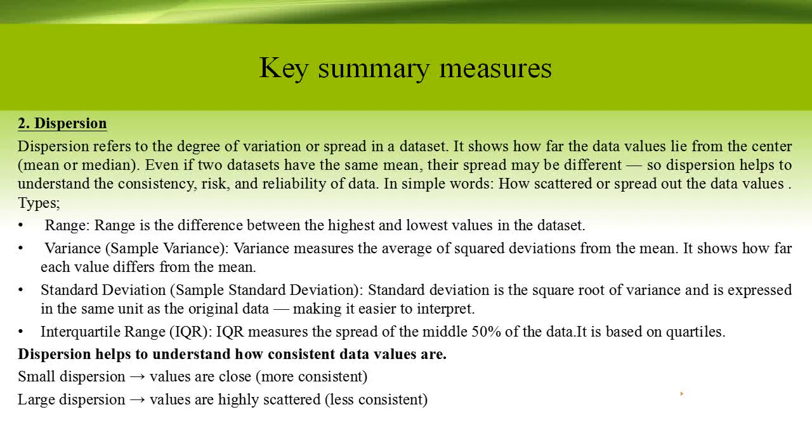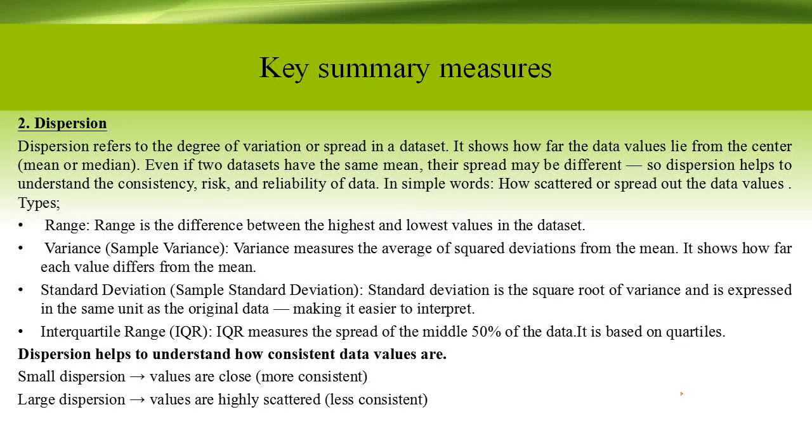2. Dispersion. It refers to the degree of variation or spread in a dataset. It shows how far the data values lie from the center, mean or median. Even if two datasets have the same mean, their spread may be different. So dispersion helps to understand the consistency, risk, and reliability of data. In simple words, how scattered or spread out the data values are.